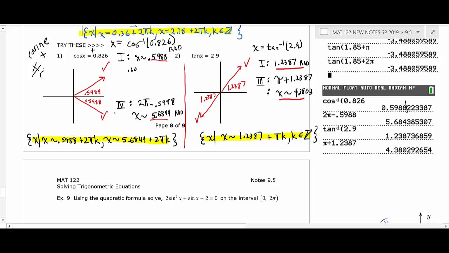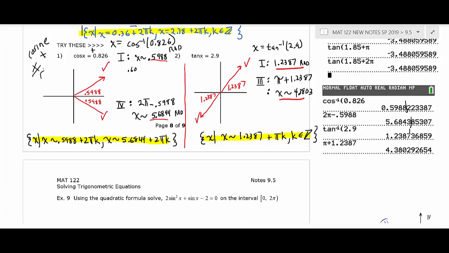So I did that, and then the quadrant 4 answer is all the way around the circle, 2 pi minus that reference angle. So you've got to also get that quadrant 4 answer. So I did 2 pi minus 0.5988 and got this answer, and I rounded that off again to 4 decimals, so 0.6844 is what I did. Now I'm ready to write the solution. So I just say set of x: x is approximately 0.5988 plus 2 pi k, and it's also approximately 5.6844 plus 2 pi k.